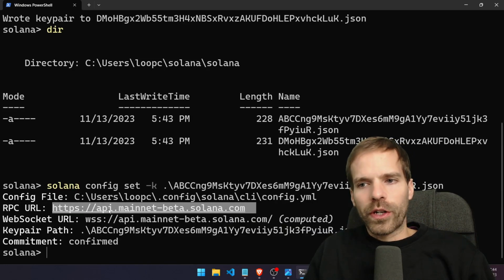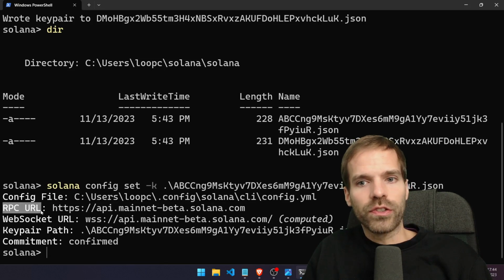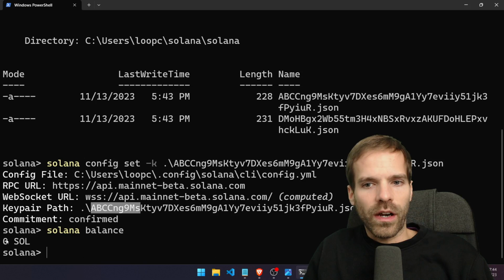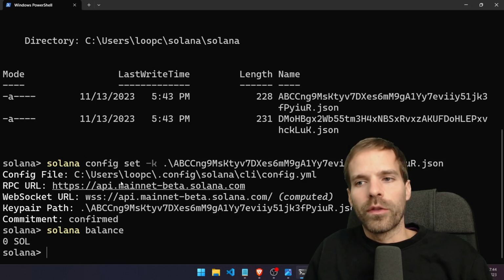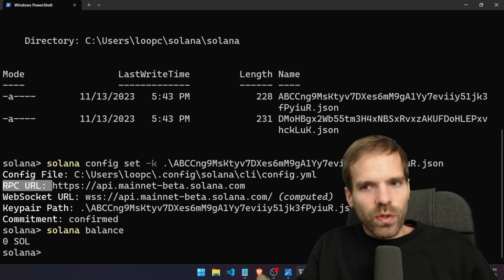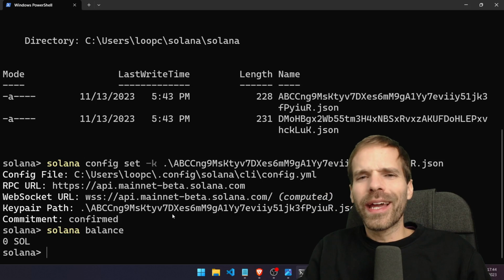So far we've been working on mainnet, and this, by the way, is the RPC URL. So which RPC is it going to send the request to if I do stuff like solana balance? ABC currently has a balance of 0 SOL on mainnet. There are 3 clusters. So mainnet is the regular Solana one, or mainnet-beta is what it's officially called still. When do we get out of beta?